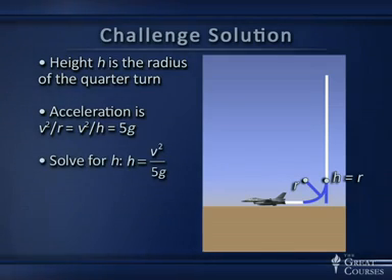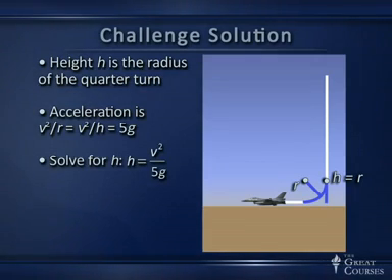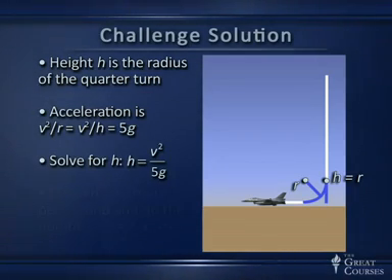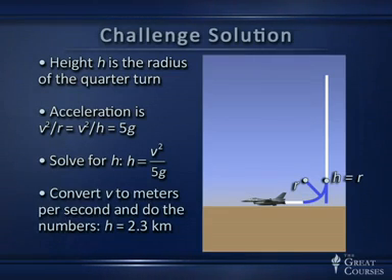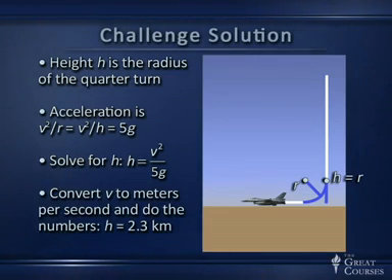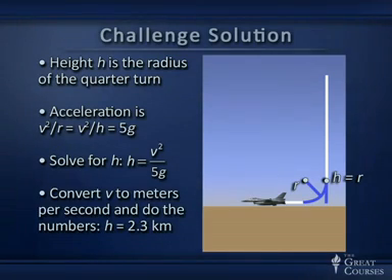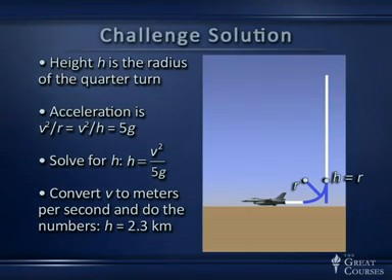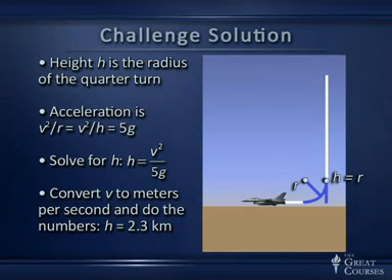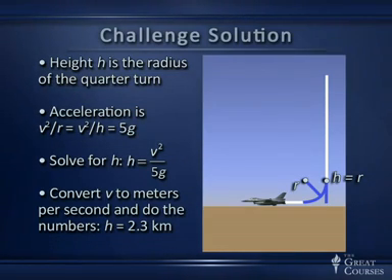I'll let you do the conversion. You got to work in SI here. Convert v from kilometers per hour to meters per second and do the numbers, and you will find out that h had better be 2.3 kilometers. So you better start that turn at least 2.3 kilometers above the ground. If you don't start it that high, you're going to be too close to the ground. You're going to have to speed up and make an even tighter turn, and then you are going to be blacking out. So you don't want that to happen. So start at least 2.3 kilometers above the ground.